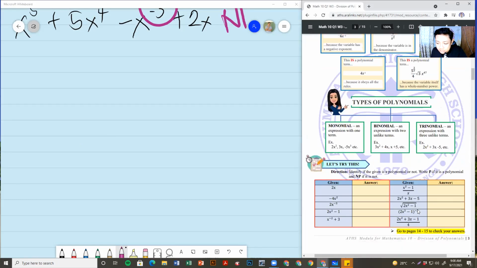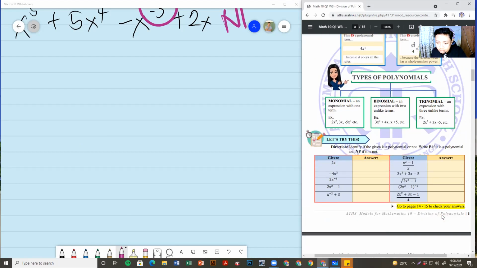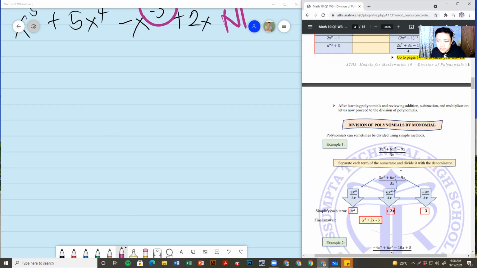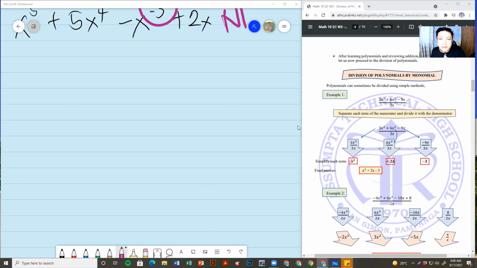Okay, let's now move on. You may try answering this if you want for your practice so that you will recognize the polynomials more. So that's just a quick review. And now let's move on to the real context of our discussion, and that is the division of polynomials by monomial. Okay, division of polynomials lang tayo ngayon.